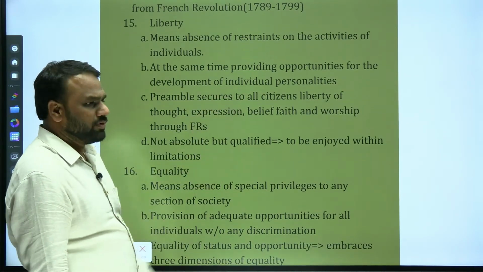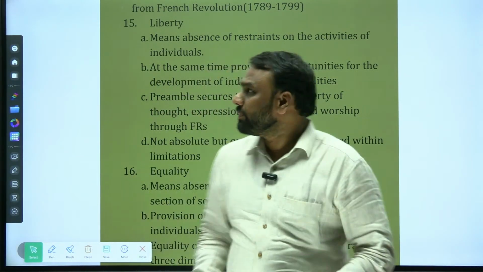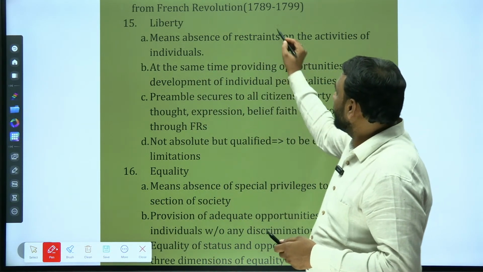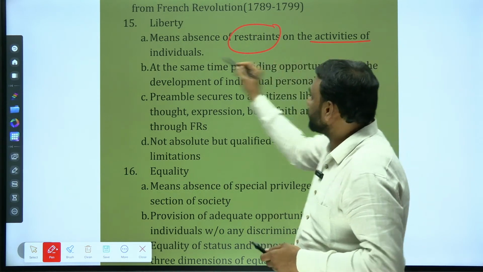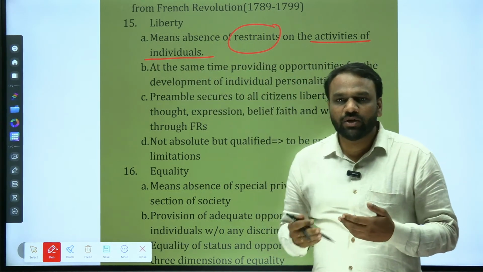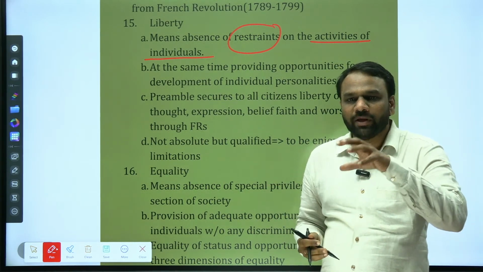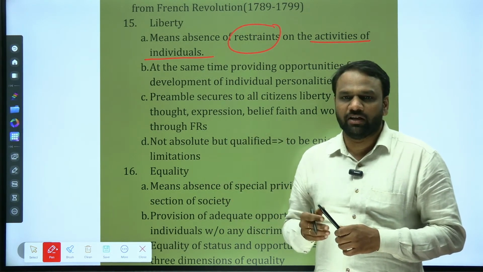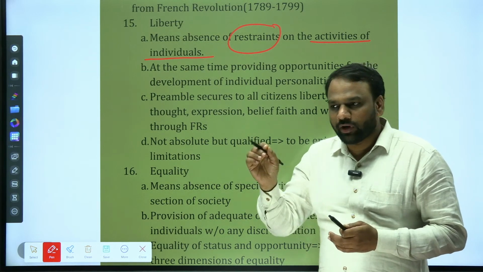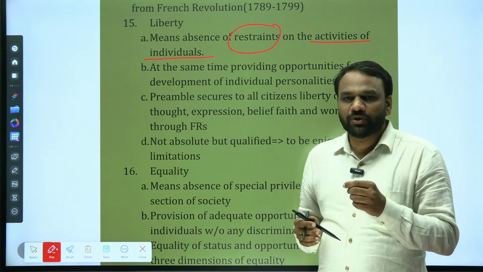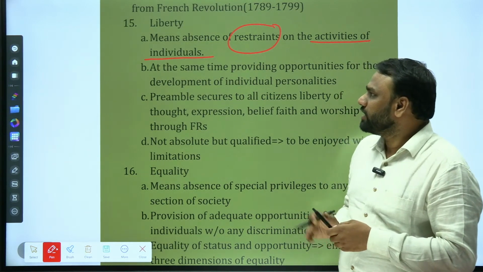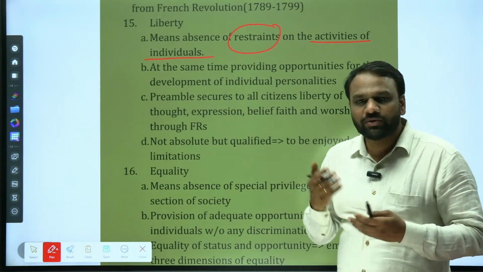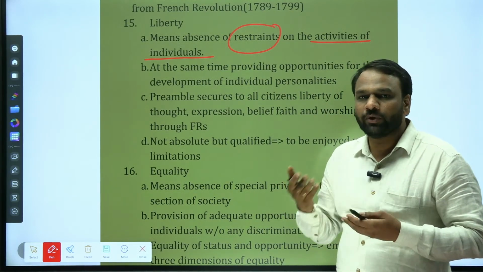Next, liberty. So what is liberty? Liberty means absence of restraints on the activities of individuals. When an individual is involved in a certain kind of activity, there should be no restrictions. For example, as an individual I want to speak something, there should be no restriction on it. As an individual I want to write a book, there should be no restriction on it. As an individual I want to sing a song, there should be no restriction on it. All these are examples of liberty. So an individual should be free to express himself.